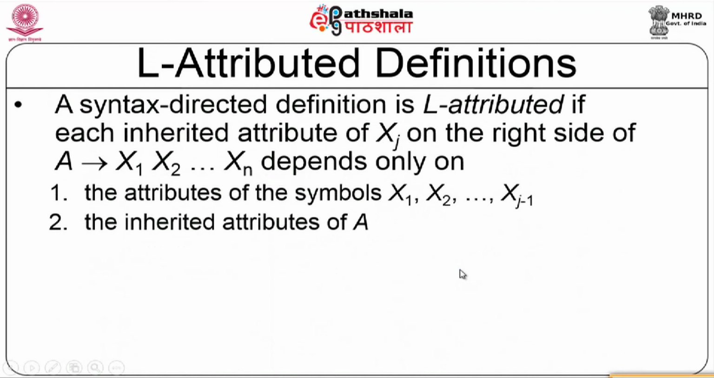There is one more called the L attributed definition, where a syntax directed definition is L attributed if each inherited attribute of xj on the right side of A depends only on the attributes of the symbols x1 to xj minus 1 and the inherited attributes of A. So therefore if a particular xj depends only upon its left side x1 to xj minus 1, we will call that an L attributed definition.